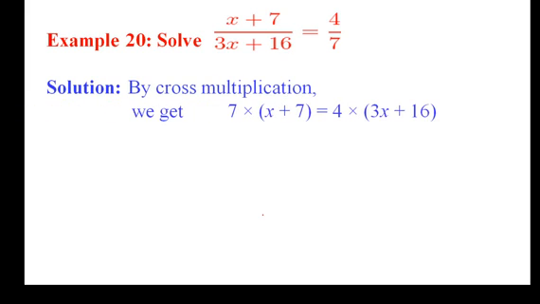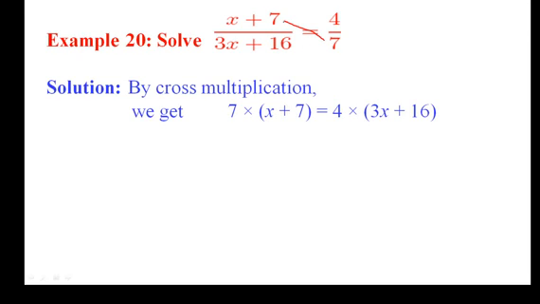Next question. Example 20: solve (x plus 7) by (3x plus 16) is equal to 4 by 7. In this case, in the denominator also we have a variable. We have to write variables in the numerators only, but here it is given in the denominator. So that's why we are taking cross multiplication. By cross multiplication we get 7 into (x plus 7) is equal to 4 into (3x plus 16).